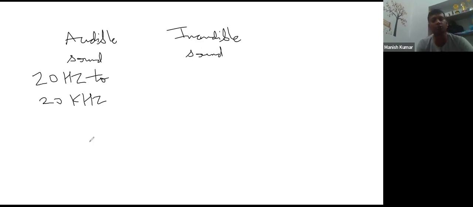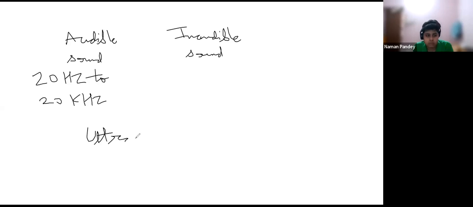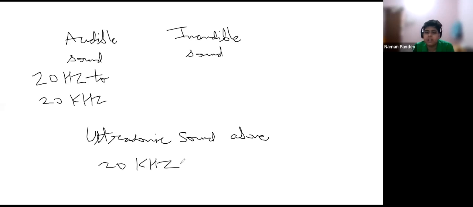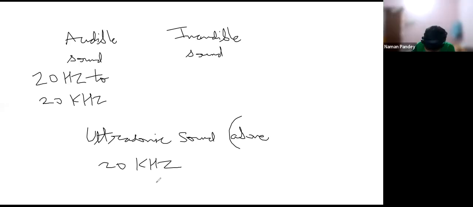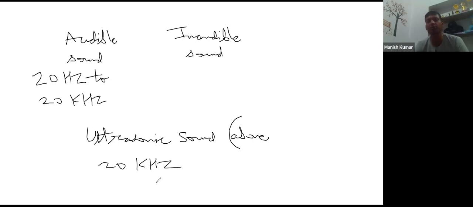Now what are ultrasonic sounds? We can take an example of a jet moving with the speed of sound. You hear the sound made by aircraft, these fighter aircraft or jets? Yes, sir. So that is not ultrasonic. Ultrasonic is the sound which we can't hear. That is above 20 kilohertz. The upper range was 20 kilohertz. If the sound is being produced with more than this frequency, then it is called ultrasonic.